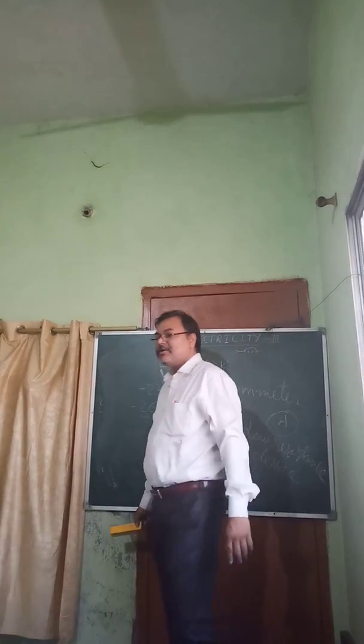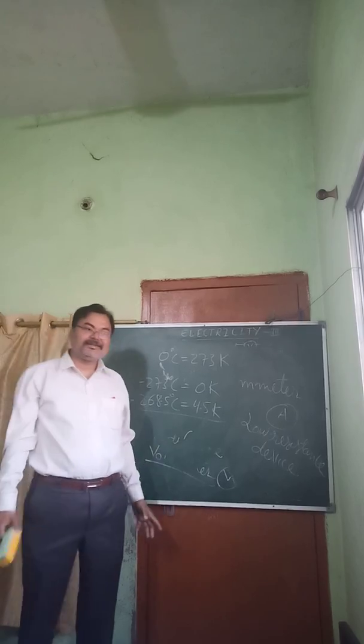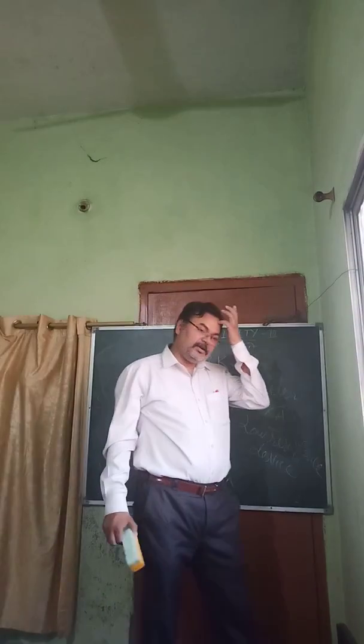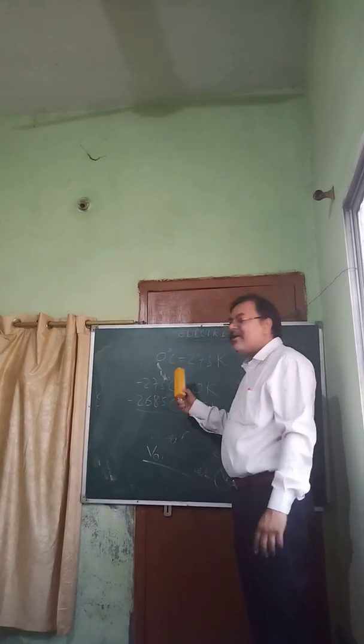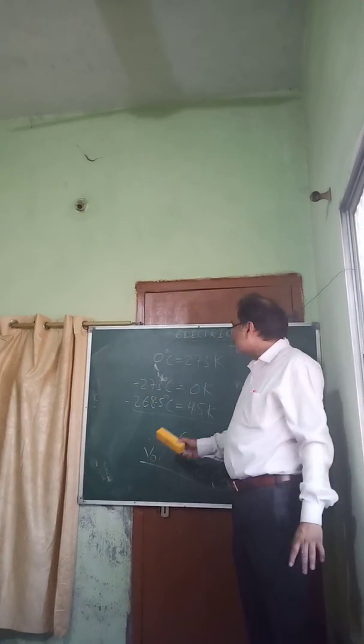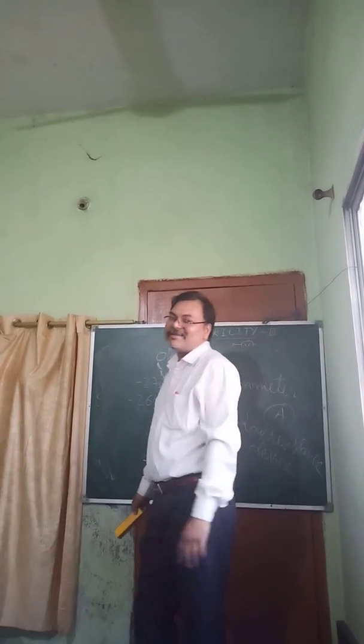And these superconductors are used to make the supermagnets in laboratories for different applications. Now, the lowest temperature achieved till date is how much? 0 Kelvin, that is minus 273 degrees Celsius.